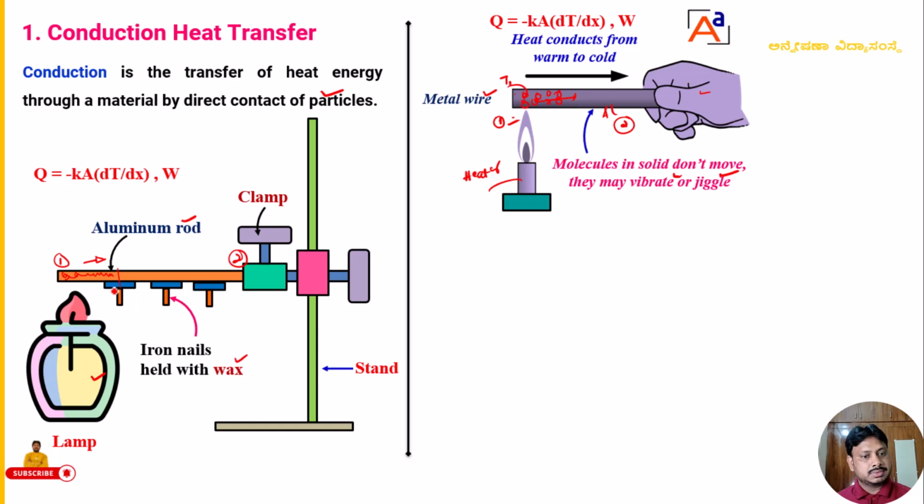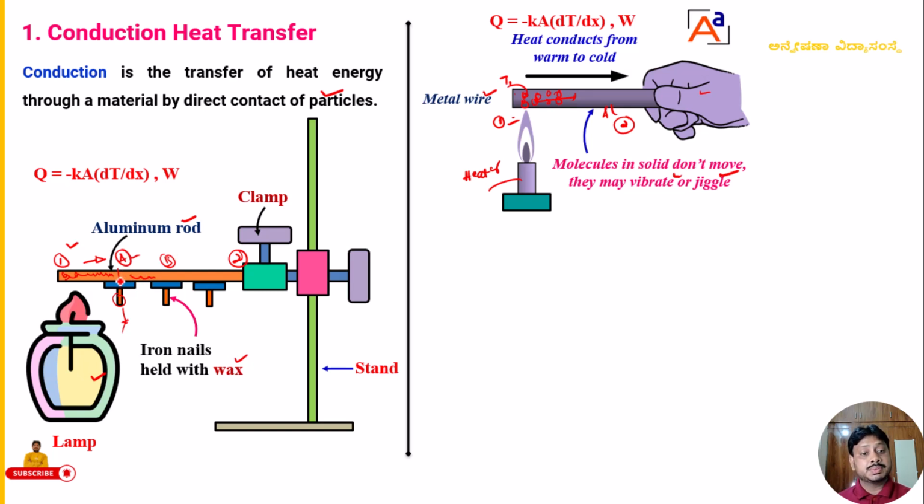Then once the heat reaches this point, whatever wax is there will melt, and the nail is going to fall down. Then we can experience that heat is transferred from point 1 to point A. Similarly, if we keep on adding heat, the heat is going to reach point B. That means the second nail held with wax is also going to fall. That means the heat is transferred from point A to point B.